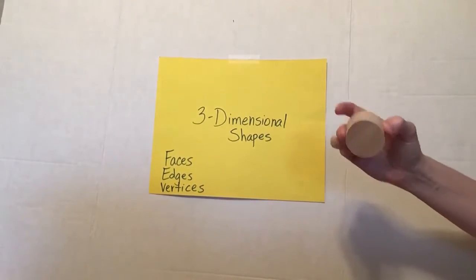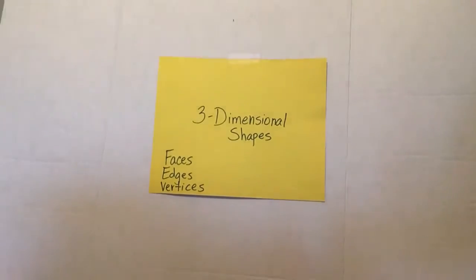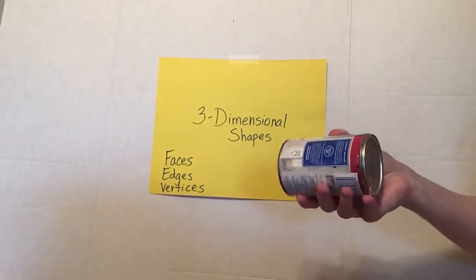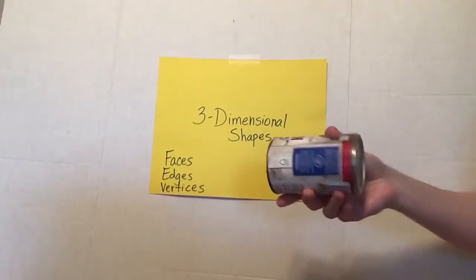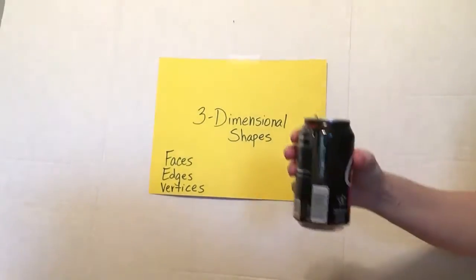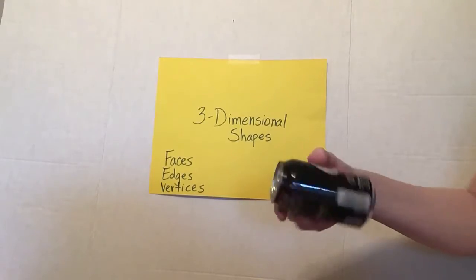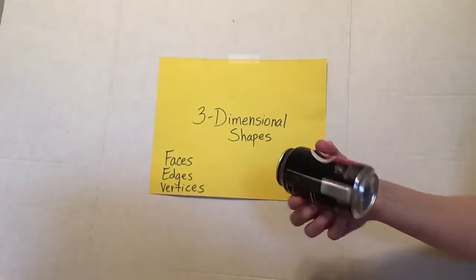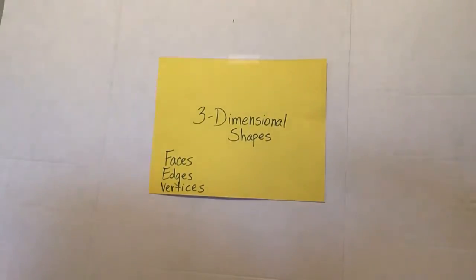What's a cylinder in real life you can think of? Well, here's one I had in my pantry. I had a can, just a regular old can. That's a cylinder. Okay. Oh, what about this? Would this also be a cylinder? Yes, you can see those circular bases. Good job.